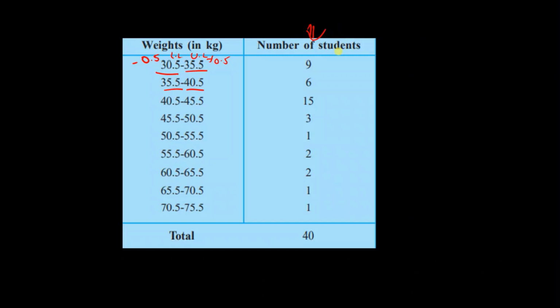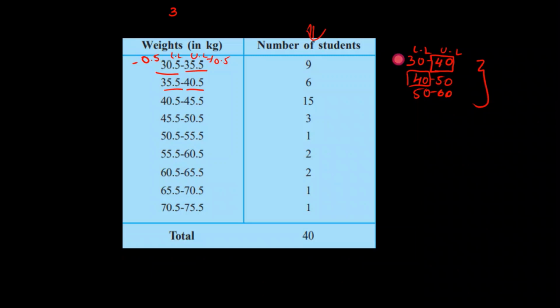Another thing I wanted to tell you is, let's say we have an interval like 30 to 40. This is the lower limit, and this is the upper limit, right? But do you think 40 will be included in this class interval? Let's say we have continuous class intervals like 30 to 40, 40 to 50, 50 to 60. In such a case, do you think 40 will be included? No, it won't be included. In fact, it will be included in the next interval.